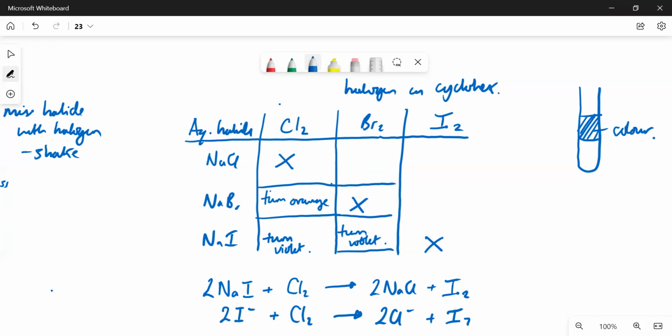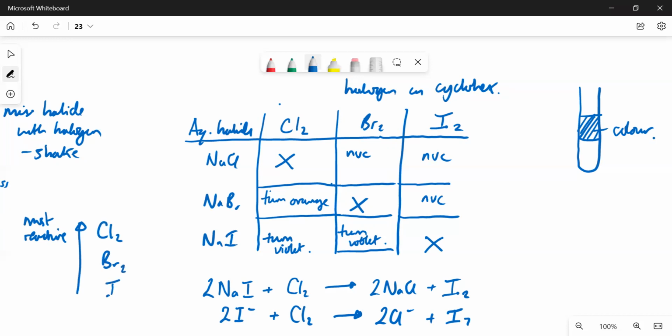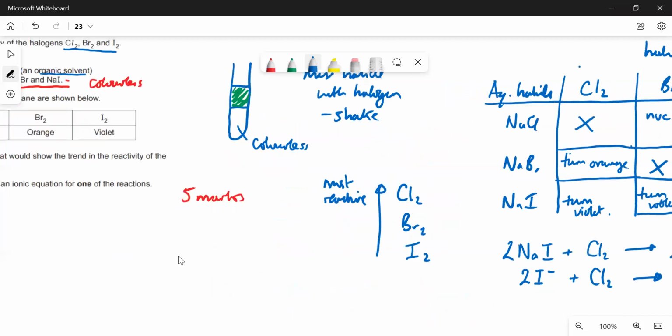Bromine to sodium chloride, no visible change. I just wrote NVC, no visible change. The chlorine and the cyclohexane will stay green. Iodine to sodium chloride, no visible change there, because iodine is less reactive than chlorine. Iodine added to sodium bromide, the last one, no visible change there because iodine is less reactive than bromine. So just to state the order of reactivity, the most reactive at the top, you're going to have chlorine, then bromine, and then iodine. Okay, that's what we need to do for that question. That's 5 marks for that question.